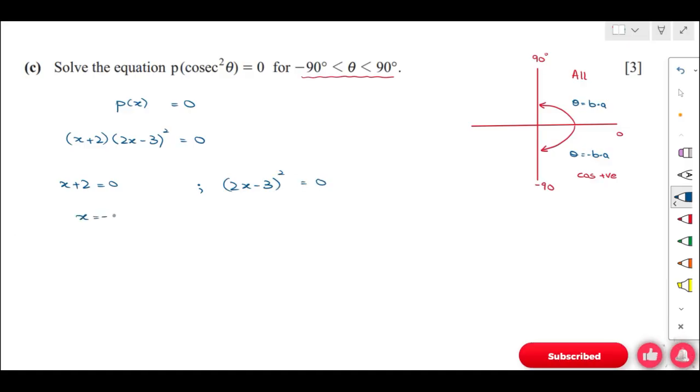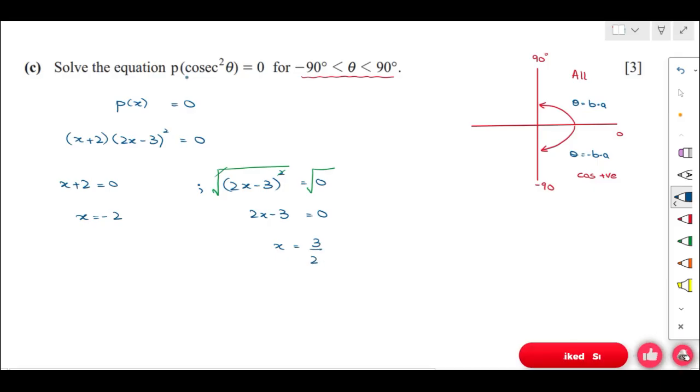So the x value is negative 2, and here 2x minus 3 is equal to 0, because we need to take a square root on both sides. The square root on this side and the square on the other cancel out, right? Now we get x is equal to, shifting the 3 to the other side it becomes positive, and 2 in the denominator, so negative 3 by 2, right?